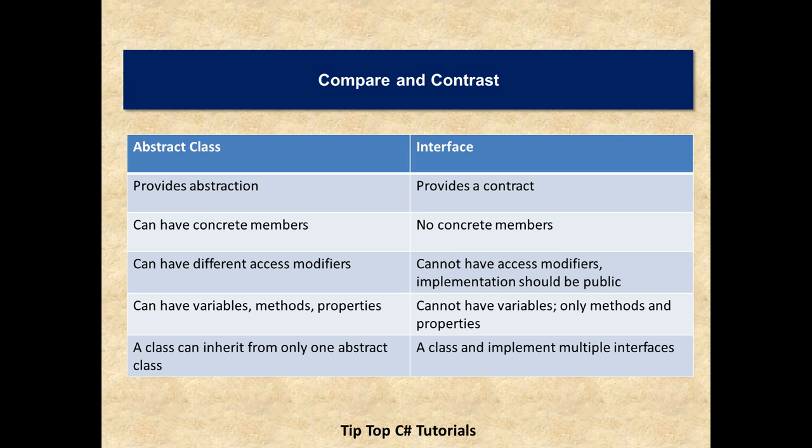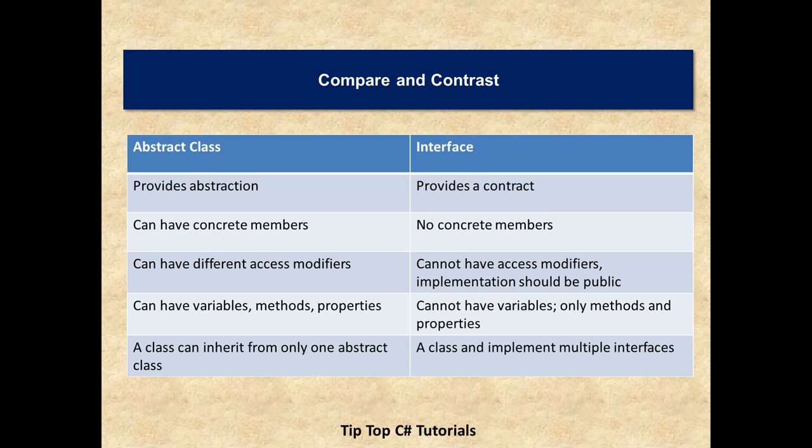Abstract class can have different access modifiers except private. Abstract members should be protected or above, internal or public. Whereas interface cannot have access modifiers. Implementation should be public in case of implicit or private in case of explicit. So abstract class can have variables, methods, and properties, whereas interface cannot have any variables, only methods and properties.